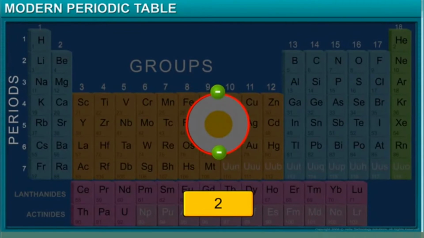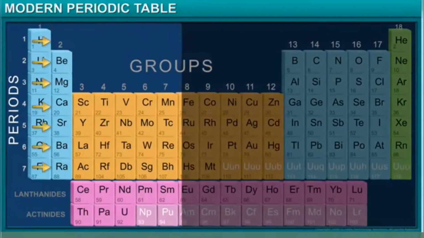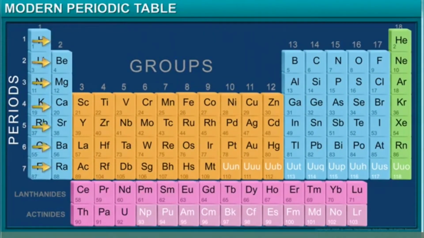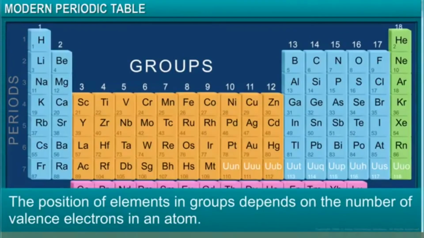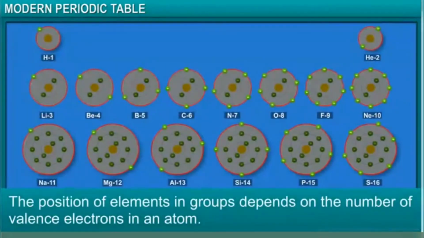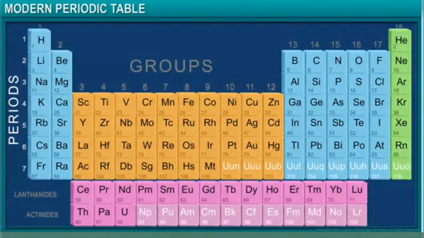The number of valence electrons increases by 1 unit as the atomic number increases by 1 unit on moving from left to right in a period. The position of elements in groups depends on the number of valence electrons in an atom. The atoms of different elements with the same number of occupied shells belong to the same period.